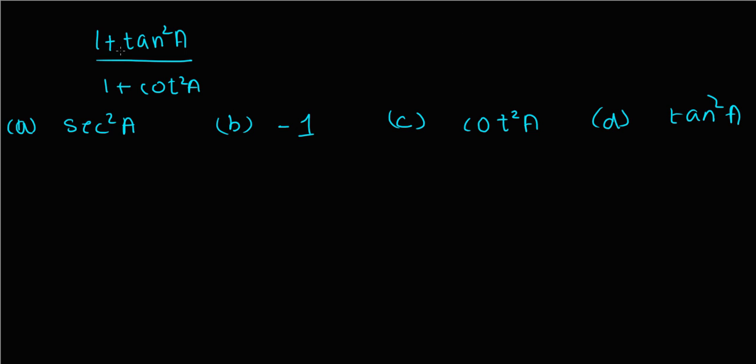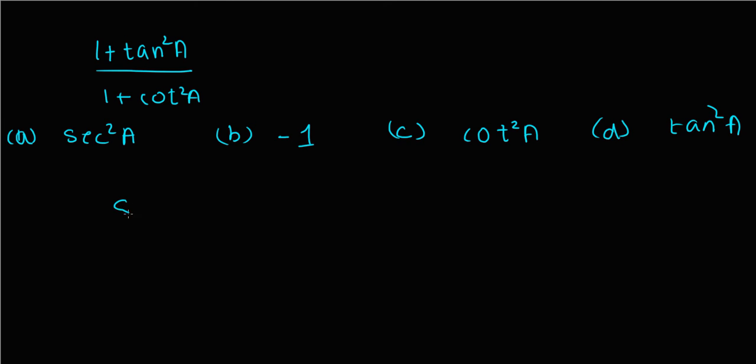So this is the next question, 1 plus tan square A by 1 plus cot square A. So this is directly identity. So 1 plus tan square A is given as sec square A, by 1 plus cot square A, which is cosec square A.